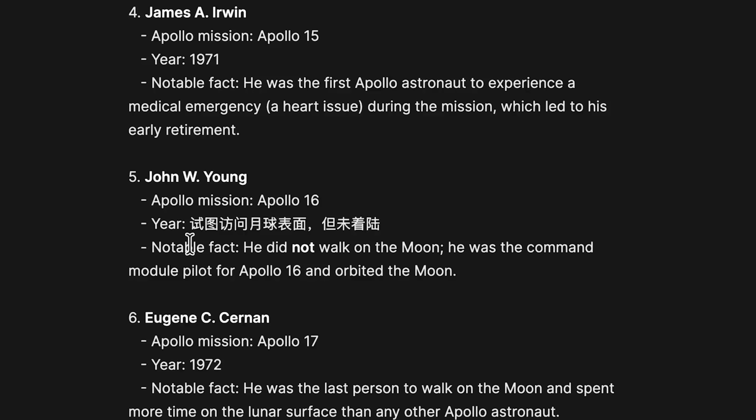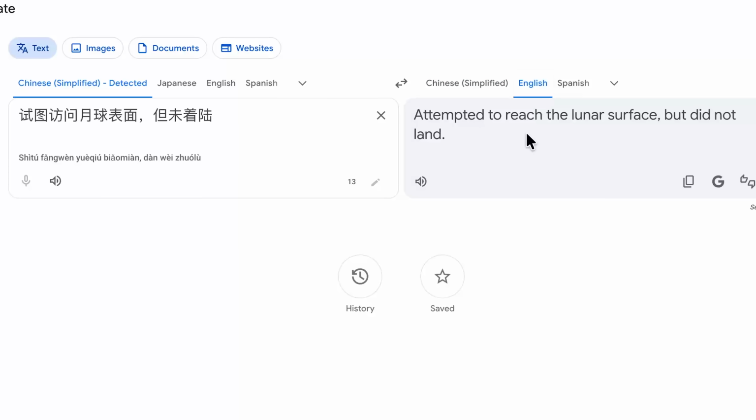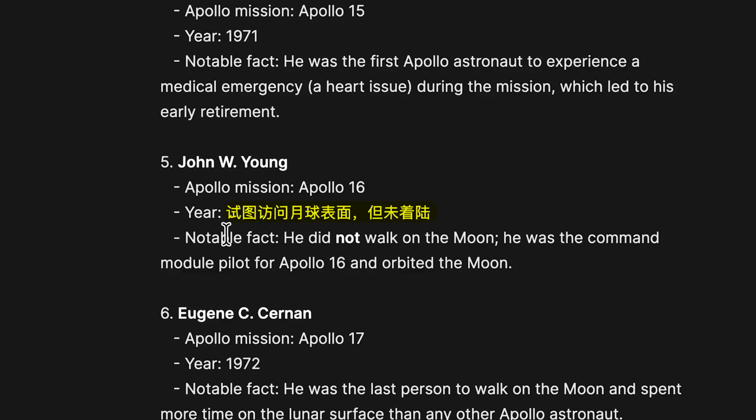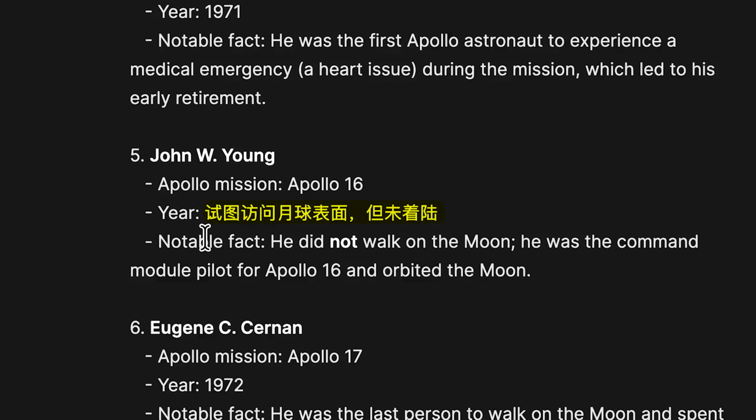And what year did all this happen? Apparently this year. The model just drops into Chinese. The year was 72, by the way. Translate: attempted to reach the lunar surface, but did not land. That's not even 1972. That's like a whole series of facts. The model wrote itself a justification in another language for a fact that it just invented.